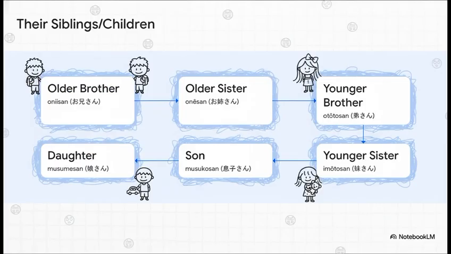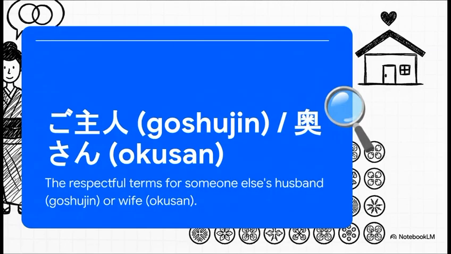And this pattern just keeps going for siblings and kids. A lot of the time, you're just adding that polite san suffix you've probably heard. So someone else's older brother is onisan. Their older sister, onesan. And look, it just continues down the list. Ototosan, imotosan, musukosan, and musumesan. And last but not least, what about spouses? If you're talking about someone else's husband, you'd say goshujin. And for their wife, the polite term is okusan.